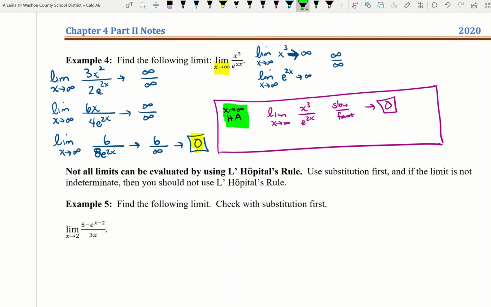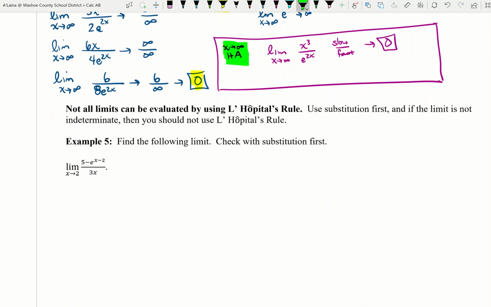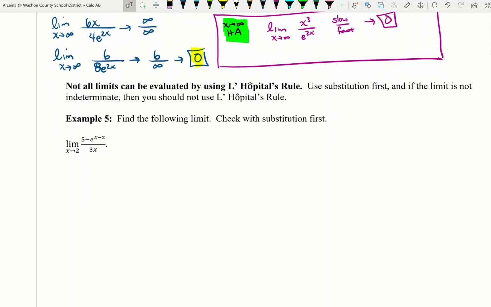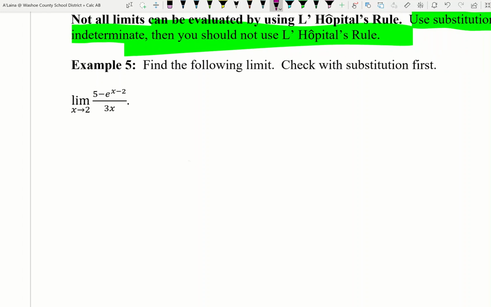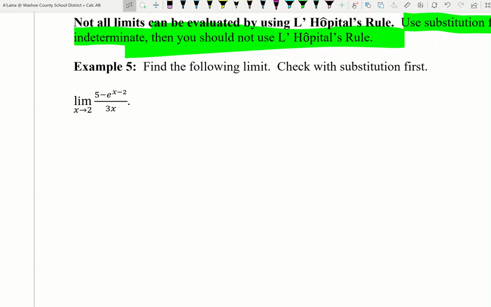I'd probably use this. Now, something important is that L'Hopital's rule does have a condition. You have to check first to see if the limit's indeterminate. If the limit's not indeterminate and you try to use L'Hopital's rule, it unfortunately doesn't work. It only works with those indeterminate forms. So here's an example. Why don't you pause the video and try this one with substitution and then restart it.